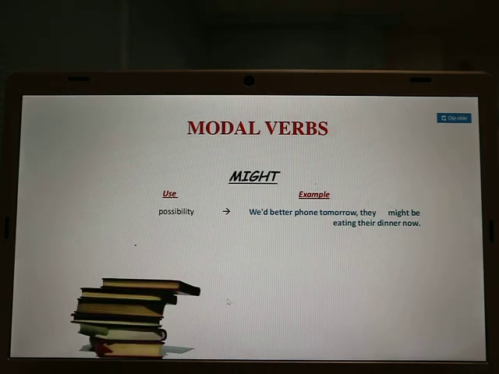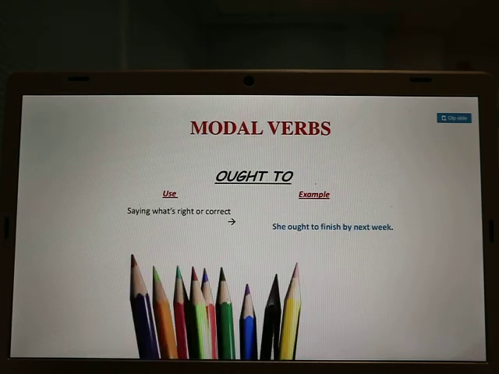Okay, might. Might is only used for possibility. For example, with better phone, tomorrow they might be eating their dinner now. Ought to, saying what is right or correct. She ought to finish by next week.